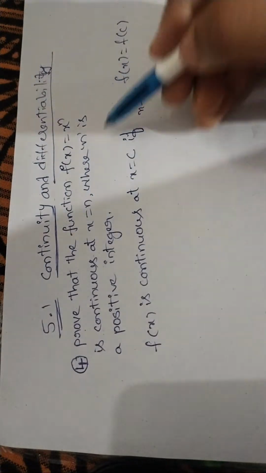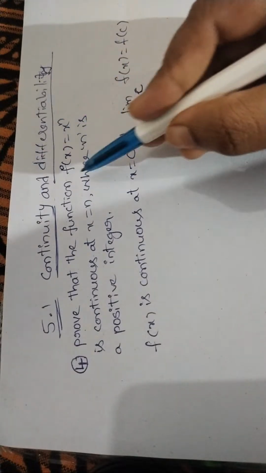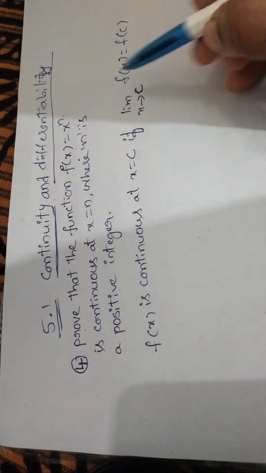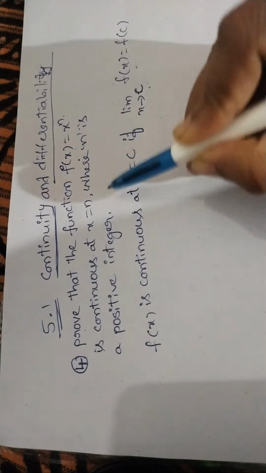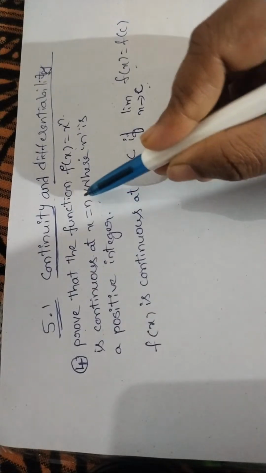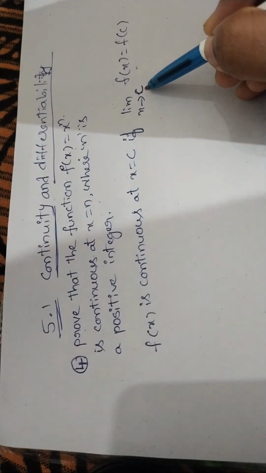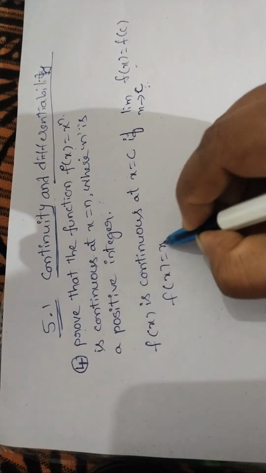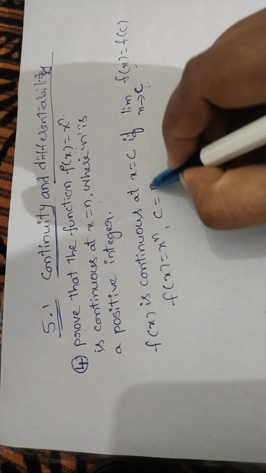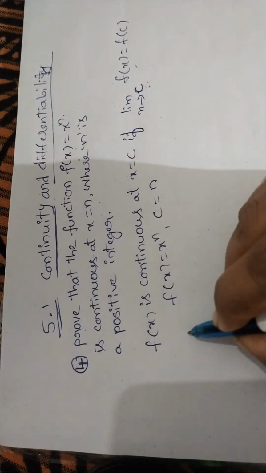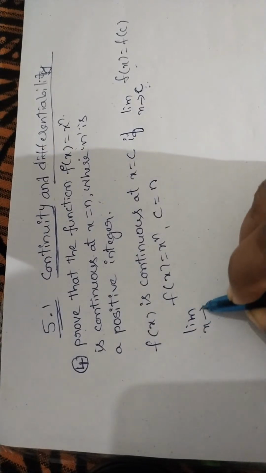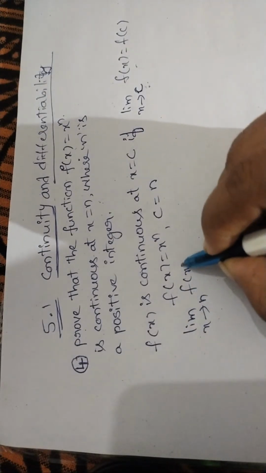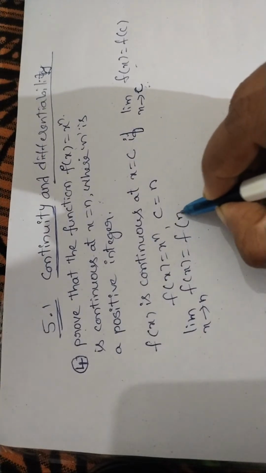Now I will apply this formula to the given function. The function is f of x equals x power n, and c is n, because they gave x equals n, so the point is n. Now writing in this formula: limit x tends to n, f of x equals f of c, which is f of n.